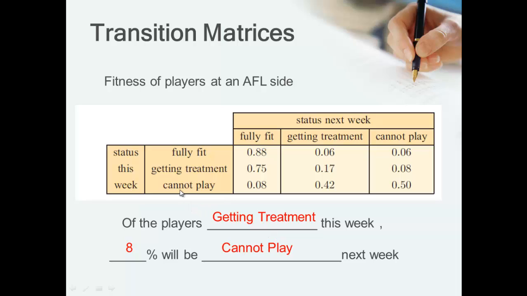You sort of say of the people who are fully fit this week, 88% of them will be fully fit next week. Of the people who cannot play this week, 42% of them are getting treatment. Or of the people who are getting treatment this week, 17% will be getting treatment next week. Alright, get the idea? How you actually read that transition matrix. So that goes through what we're going to be doing in this topic. Gives you a bit of an idea about what we're looking at.